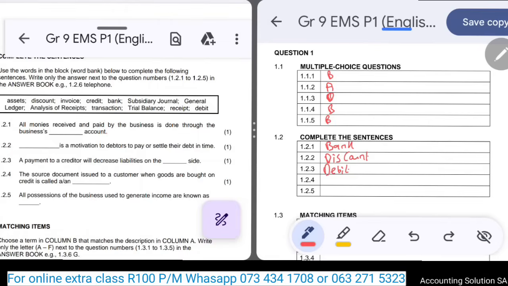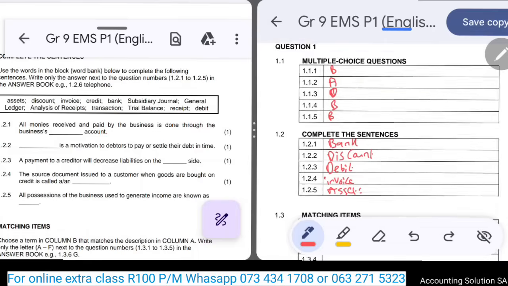Debit. The source document given to a customer when goods are bought on credit is called an invoice. Invoice is when we have someone purchase. Invoice. All possessions of the business used to generate income are known as assets. Assets. So you must practice this answer.